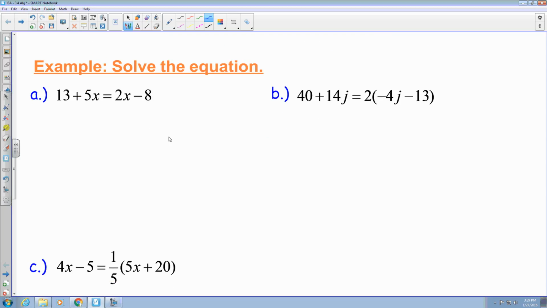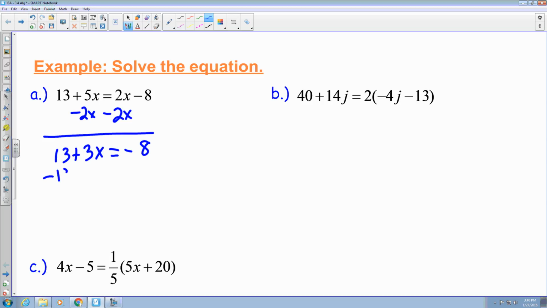The first one here, I have 13 plus 5x equals 2x minus 8. In this particular example, there are no like terms on either side of the equal sign. So now I want to get both x values on the same side, and both constant values on the same side. First I look at the variable. Since 5 is larger than 2, I'm going to subtract 2x from both sides, so I get a positive coefficient. That gives me 13 plus 3x equals negative 8.